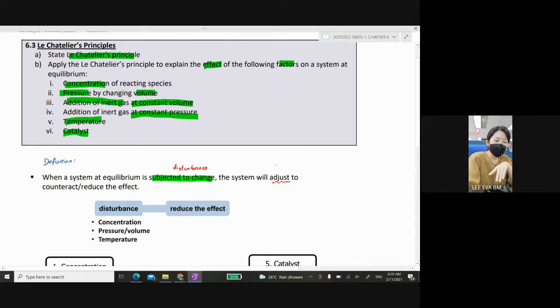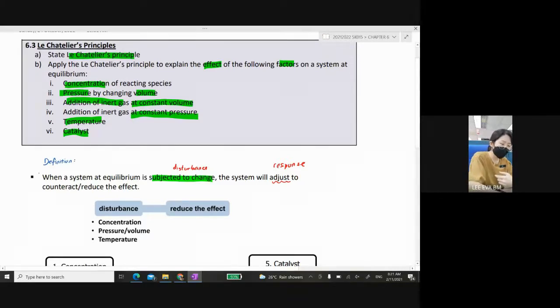Adjust, another meaning we can say is how they respond to these changes. If you increase the concentration, how does the system respond? The response is in order to reduce the effect of the disturbance. If we add concentration, the system will respond to reduce the concentration. If the disturbance is increasing the temperature, the system will respond to lower the temperature. So that is Le Chatelier's principle.